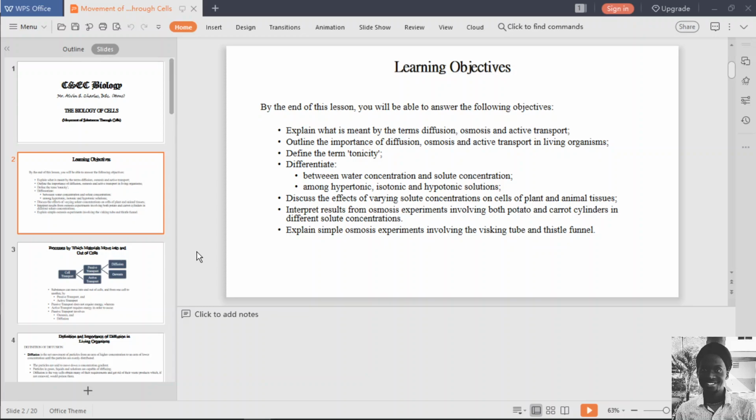Discuss the effects of varying solid concentrations on cells of plant and animal tissues. Interpret results from osmosis experiments involving both potato and carrot cylinders in different solid concentrations, and explain simple osmosis experiments involving the Visking tube and Thistle funnel.